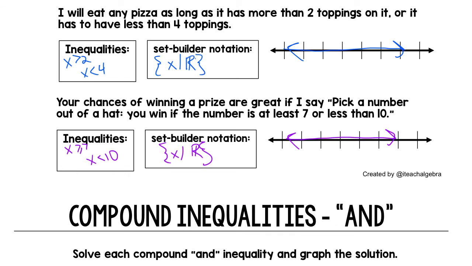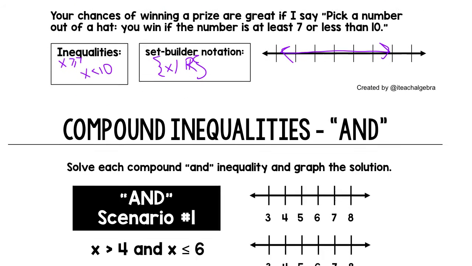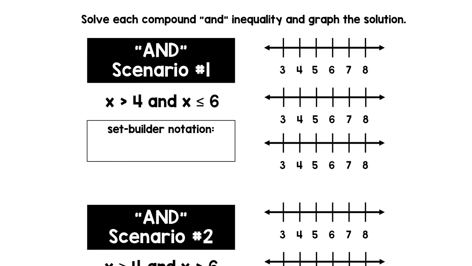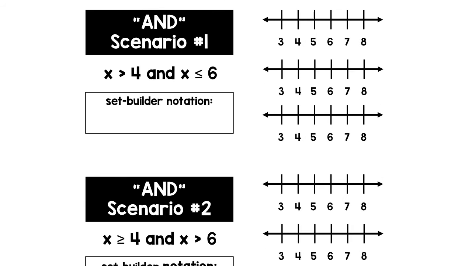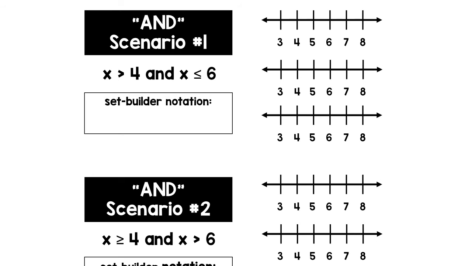So that is all about "or" inequalities. It's the 2 graphs together on one number line. They both have to be represented, one or the other. Now, the difference from "and" is that we have to include where these overlap, and that's the only place.